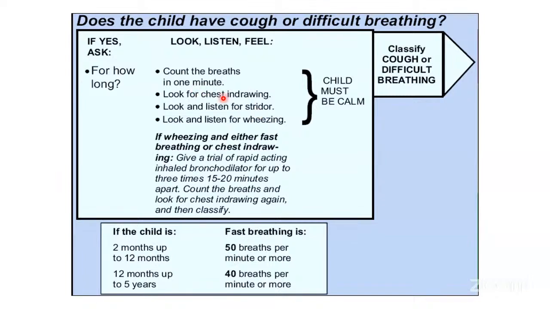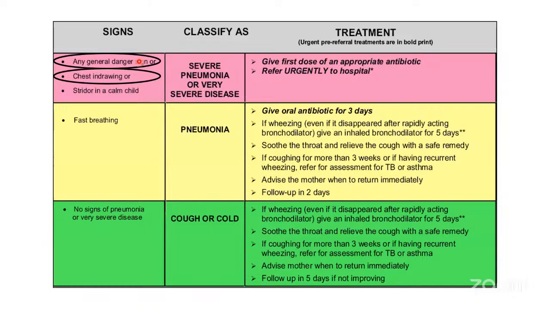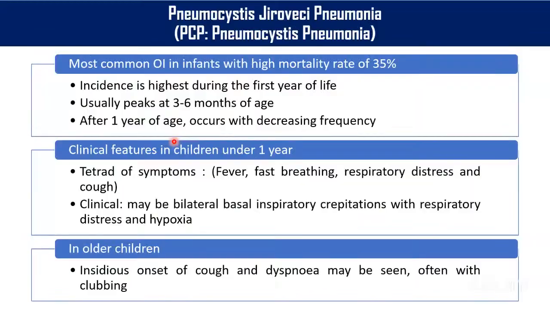Child is also having chest indrawing. So any child who is having general danger signs, chest indrawing, fast breathing is considered as severe pneumonia or very severe disease. So this is how you classify. Only fast breathing, no general danger signs, no chest indrawing, it is pneumonia. No fast breathing, no indrawing, no danger signs, then it is no pneumonia, just cough and cold. So based on this, you can diagnose these patients. So this child is having severe pneumonia or a very severe disease.